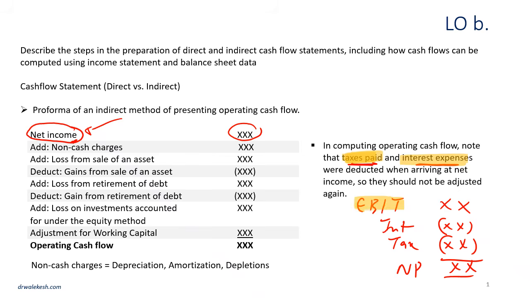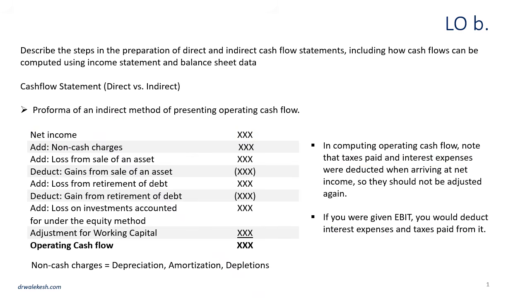But if you are given EBIT on the exam day, you need to adjust back to net profit. So to adjust back to net profit, the interest will be deducted and taxes will be deducted. So the bottom line here is that if you are given EBIT, then interest expenses and tax paid will have to be deducted so that you get your net income. But if you are fortunate enough to be given net income, then look away from these two items.